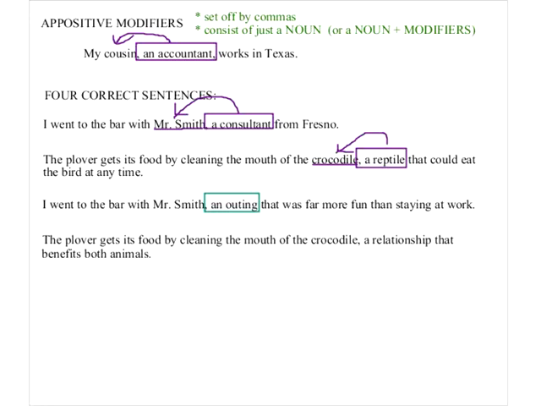It modifies the whole clause. It modifies all of this stuff. And then the same sort of thing is going on here.